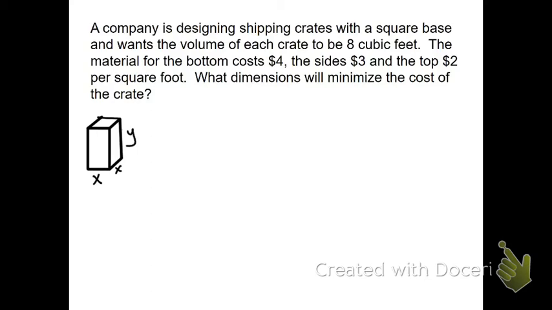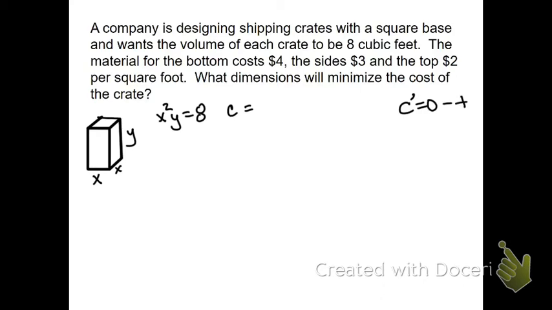All right. So, did you write down your given information? We want the volume to be 8. So, what exactly is 8? x times x times y is 8. So, x squared y is our given information, and that's 8. We're minimizing the cost. So we're going to write an equation for cost, and then we're going to remember to do its derivative.